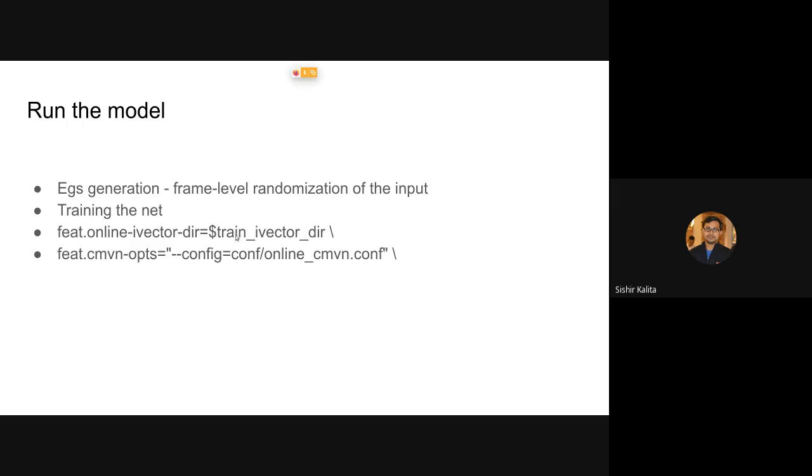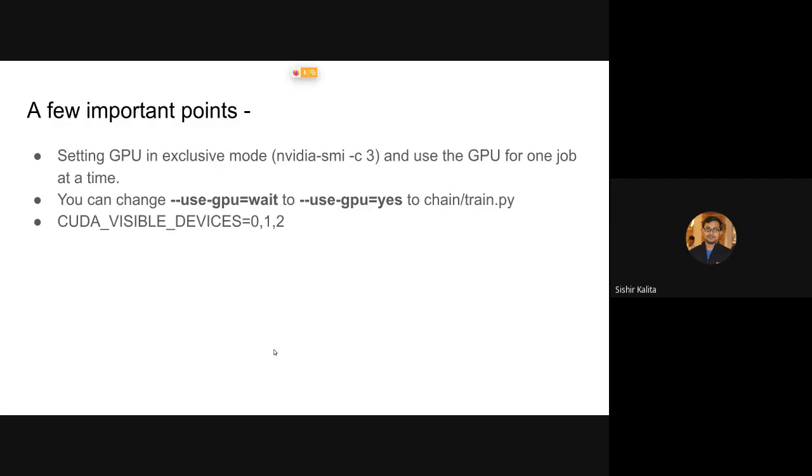Okay, then we need to run the model. Before running the model, in Kaldi there is a script called get egs. Using that, we need to generate the examples. That means we randomly reshuffle the data, and each epoch takes a subset of the data and then does the training. So we need to do that egs generation, and then train the model. There are also config files. We do CMVN, and for iVector we also have a config.